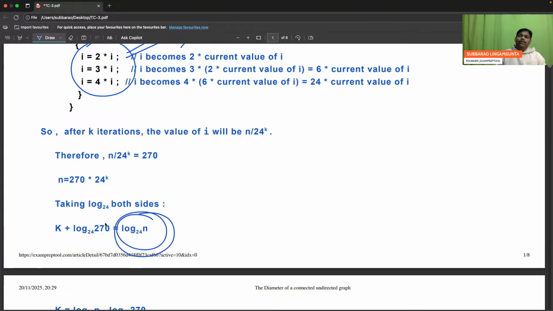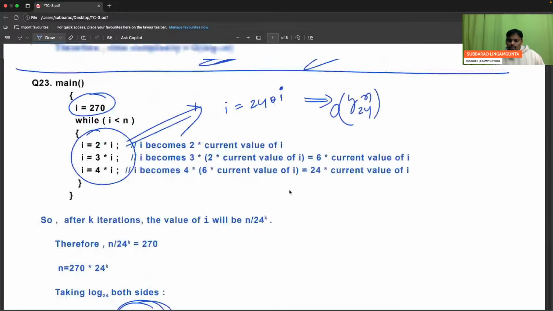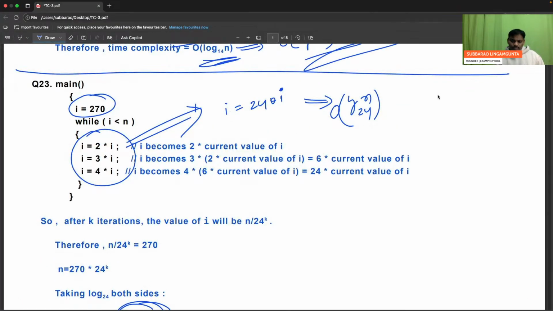If you really require it, do it in a similar way to whatever I did for the previous problem. How? If you want, you can check. I am doing it only for namesake. First value is 270. Next, 270 into 24 power 1. Next, 270 into 24 power 2. If I continue k times, 270 into 24 power k.